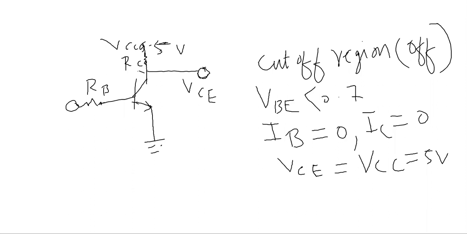So that is the situation of the cutoff region. In the cutoff region, whenever the base emitter voltage is less than 0.7 volt, the base current IB will be 0, IC will be 0, so the transistor will be in cutoff, meaning off. And now the second situation.